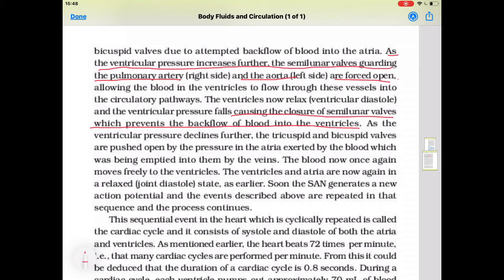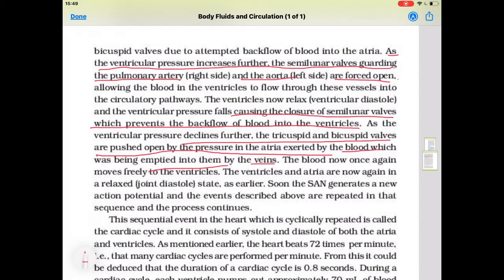As the ventricular pressure declines further, the tricuspid and bicuspid valves are pushed open by the pressure in the atria exerted by the blood which was being emptied into them by the veins. When the semilunar valves close, after that the tricuspid and bicuspid valves open because the vena cava and pulmonary veins are bringing blood into the atria, which forces these valves to open. So now the blood also flows into the ventricle. That is the first stage, the joint diastole stage.